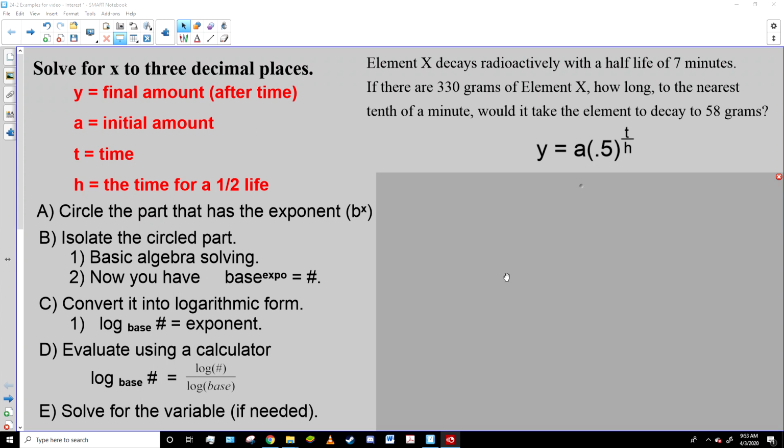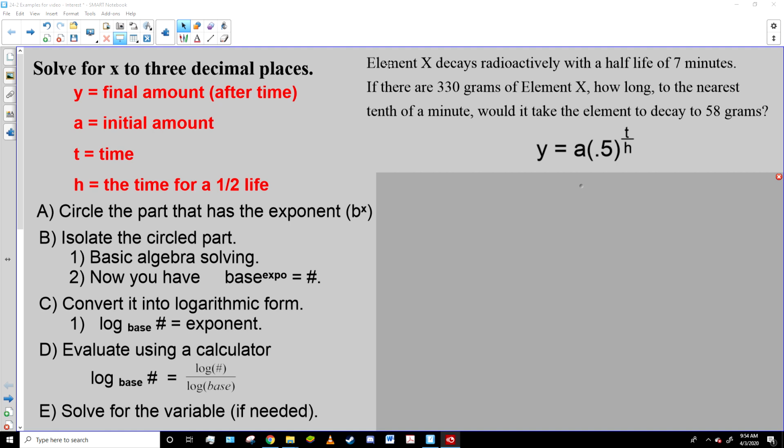So this lesson is going to teach you how to solve exponential equations that require you to take the log of the equation. This is going to be for half-life equations, like this one right here, and for compound interest. On this half-life equation, this is the basic setup, where 0.5 is the half-life. Y is the final amount, A is the initial amount, just like they've always been on our exponential equations. And T is time, and H is the time for a half-life.